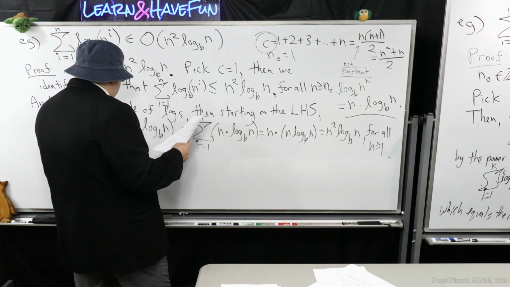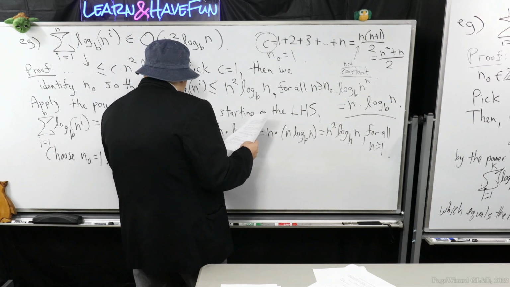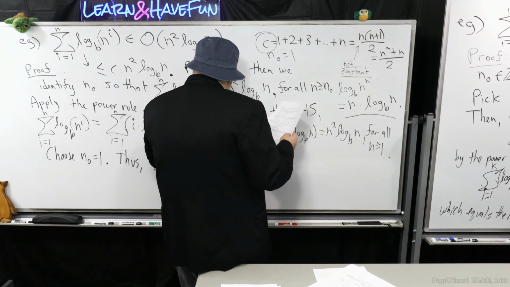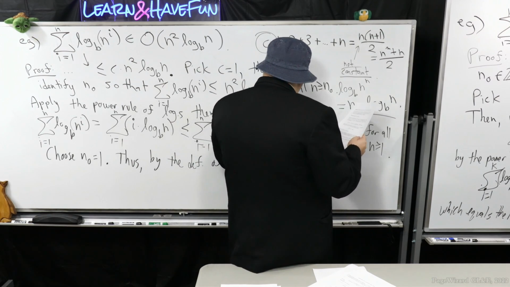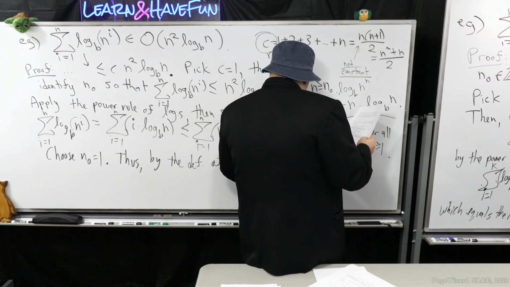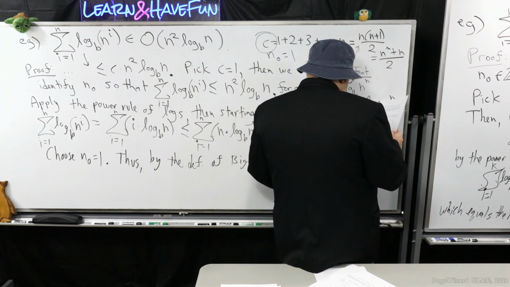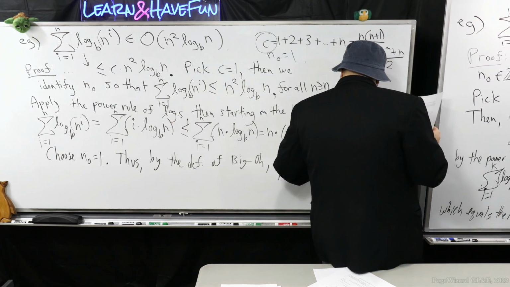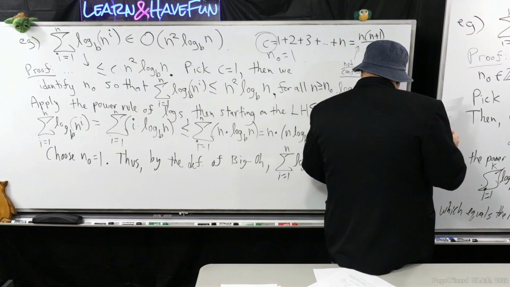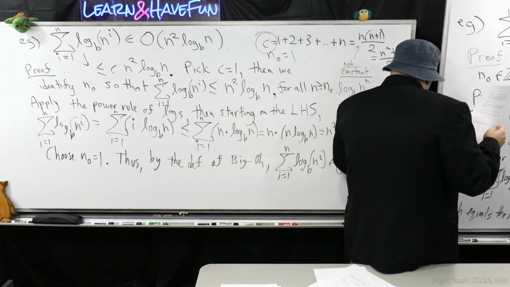Thus, by the definition of big O, the sum from I is equal to 1 to n of log base b of n to the power of I is in fact big O of n squared log base b of n. And we're done.